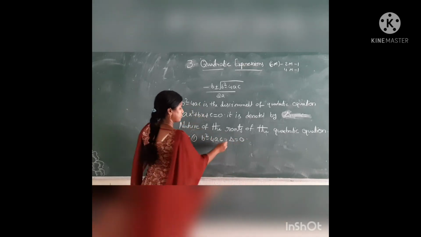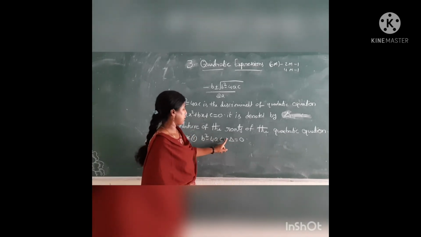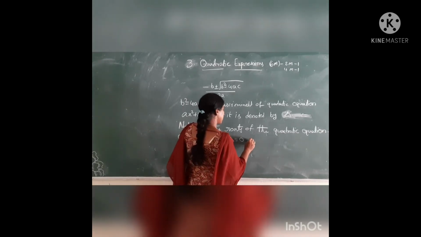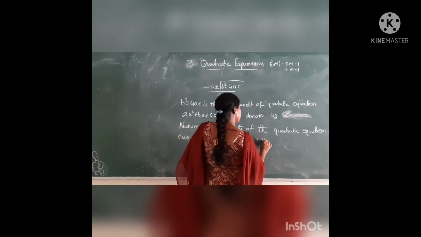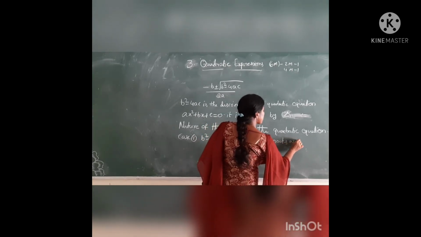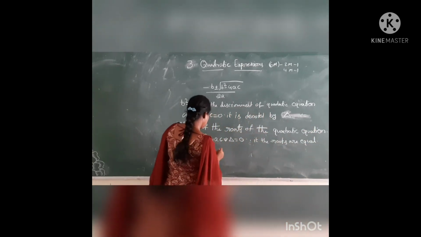So b square minus 4ac gets the value delta. We denoted it by delta, and that is equal to 0. So the roots are equal. Roots are equal.